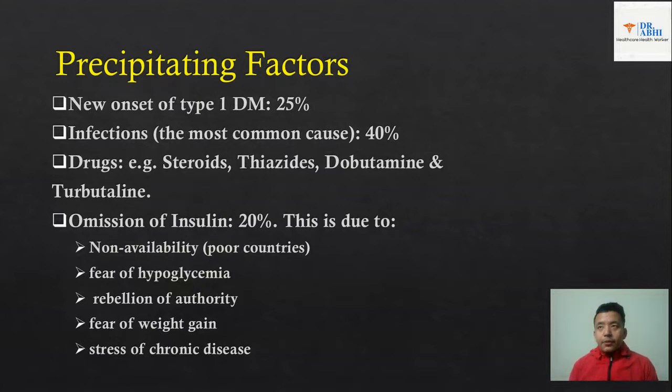Usually, people suffering from diabetic ketoacidosis are the ones who have missed their insulin dose. About 20% of them are due to non-availability of insulin medications, because they belong to a poor country. They have fear of hypoglycemia. They skip the insulin dose as they haven't eaten anything. For that reason, with the fear of hypoglycemia, there is rebellion against the authorities. They are the ones who do not follow the medications, the regimen that we have given.